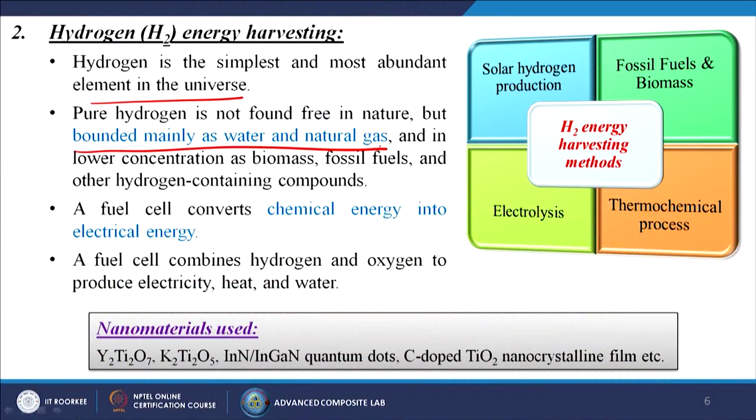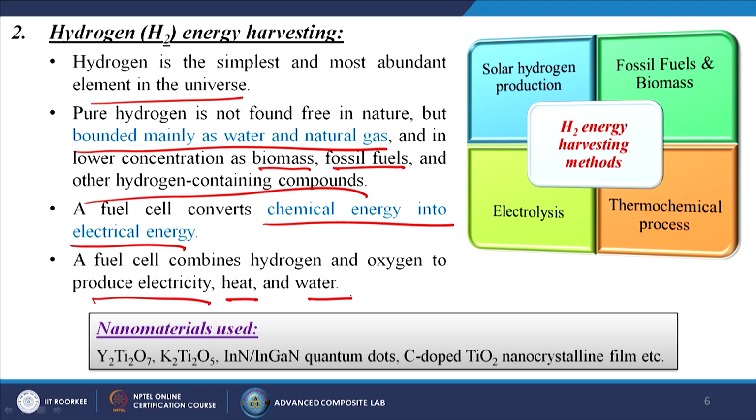When we come in depth into hydrogen storage systems in our lectures, you will see that people are breaking the hydrogen and oxygen and simply generating hydrogen gas from that equation. And in lower concentrations, it is found in biomass, fossil fuels and other hydrogen-containing compounds. A fuel cell converts chemical energy into electrical energy. A fuel cell combines hydrogen and oxygen to produce electricity, heat and water.